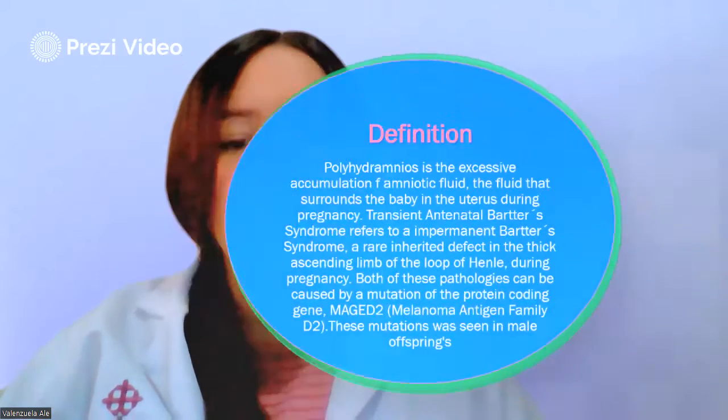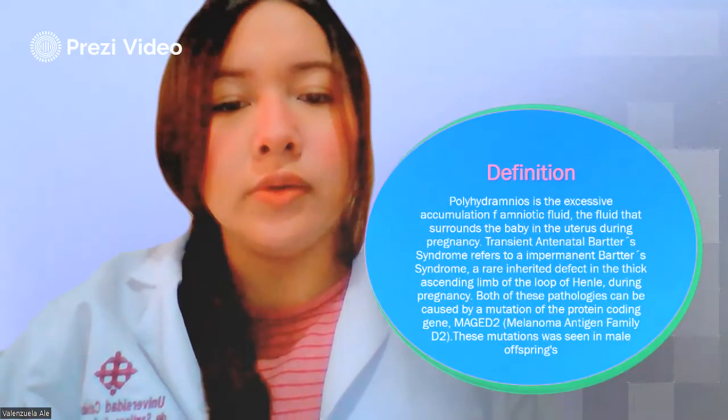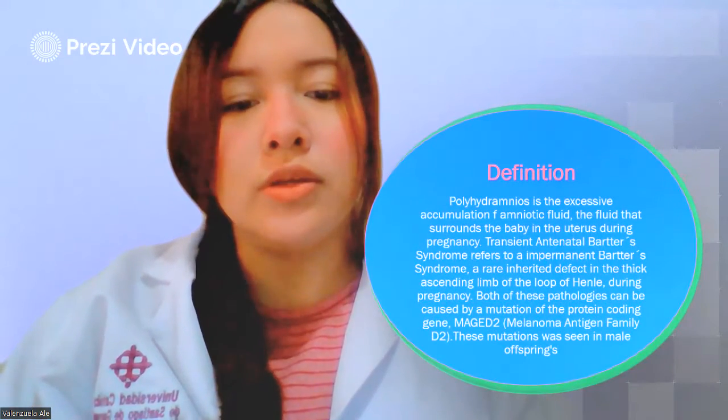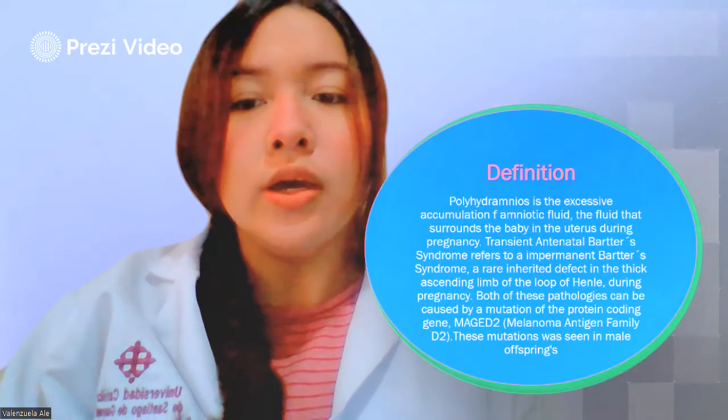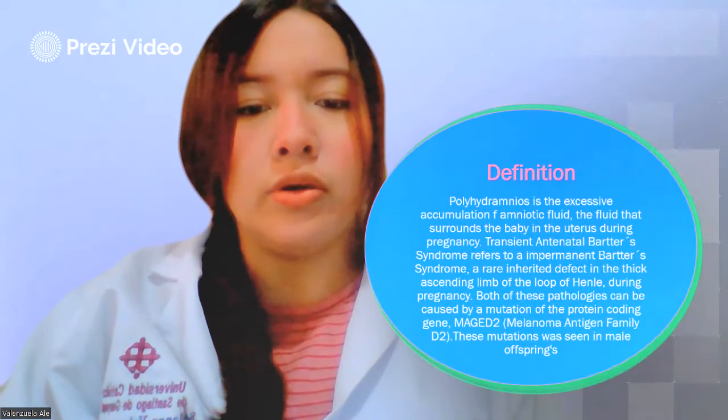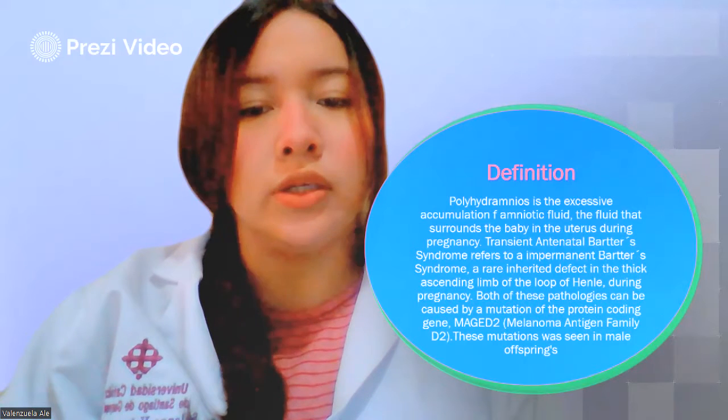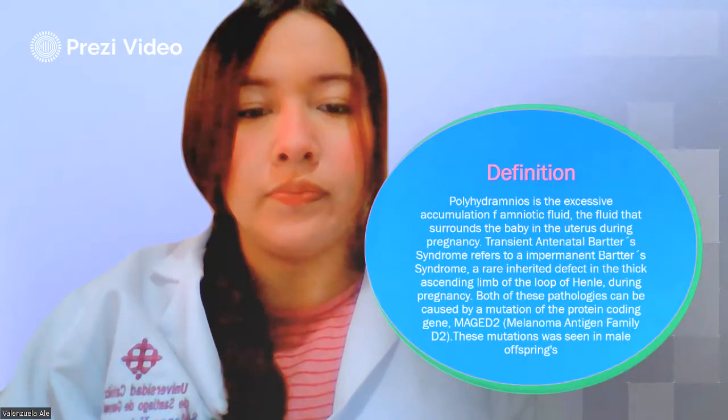Definition. Polyhydramnios is the excessive accumulation of amniotic fluid, the fluid that surrounds the baby in the uterus during pregnancy.